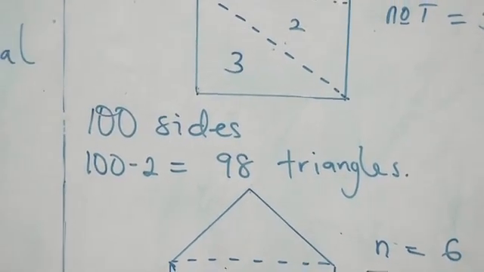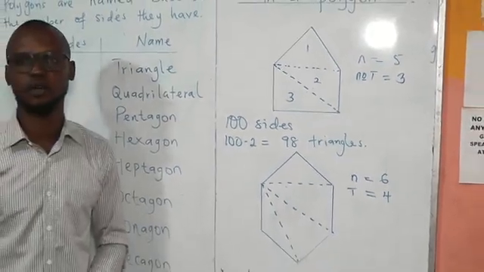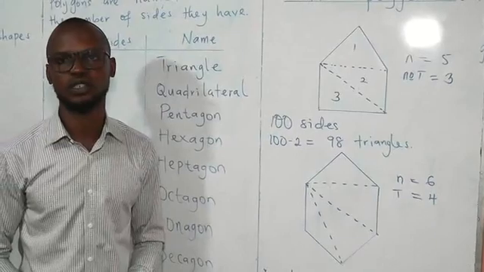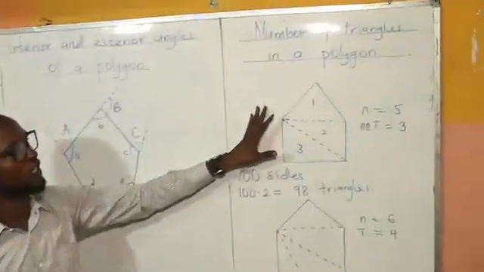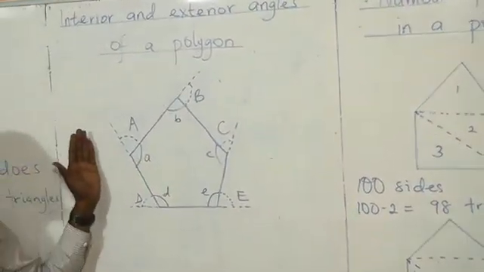So if you are asked, a polygon with 40 sides, how many triangles does it have? What should be your answer? 40 minus 2, which is 38. Now that you can identify the number of triangles in a polygon, let's look at the interior and exterior angles of a polygon.